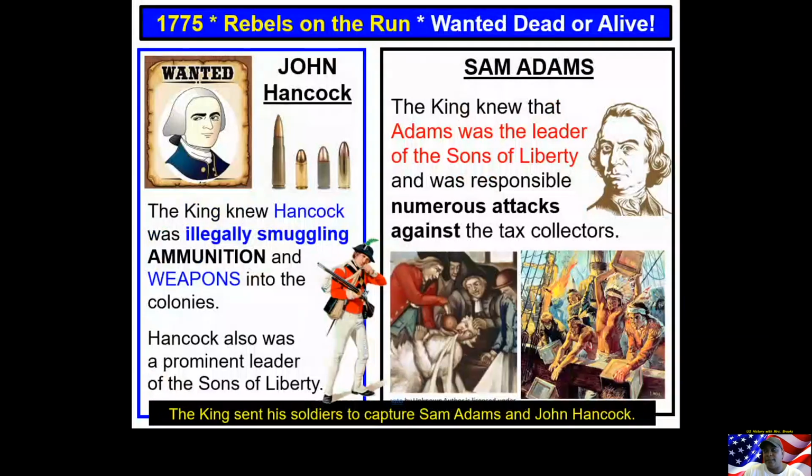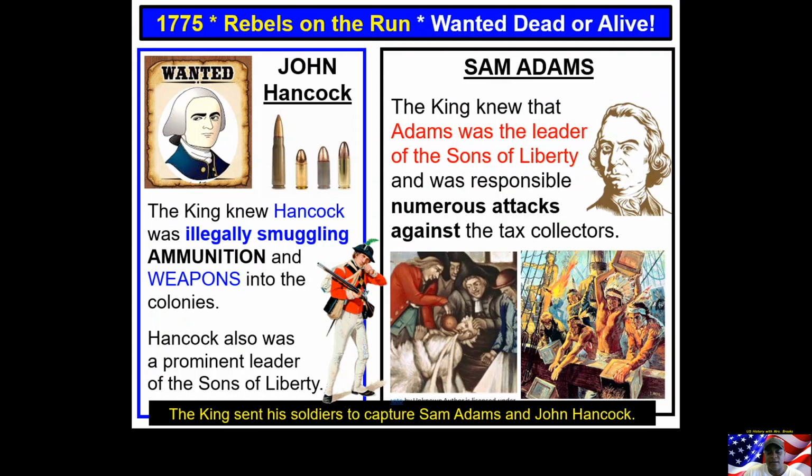Now, in the midst of all of this, there are two men that the king wants captured. Find them, get them. They're rebels. They're rebels on the run. Now, the two men are John Hancock and Sam Adams.